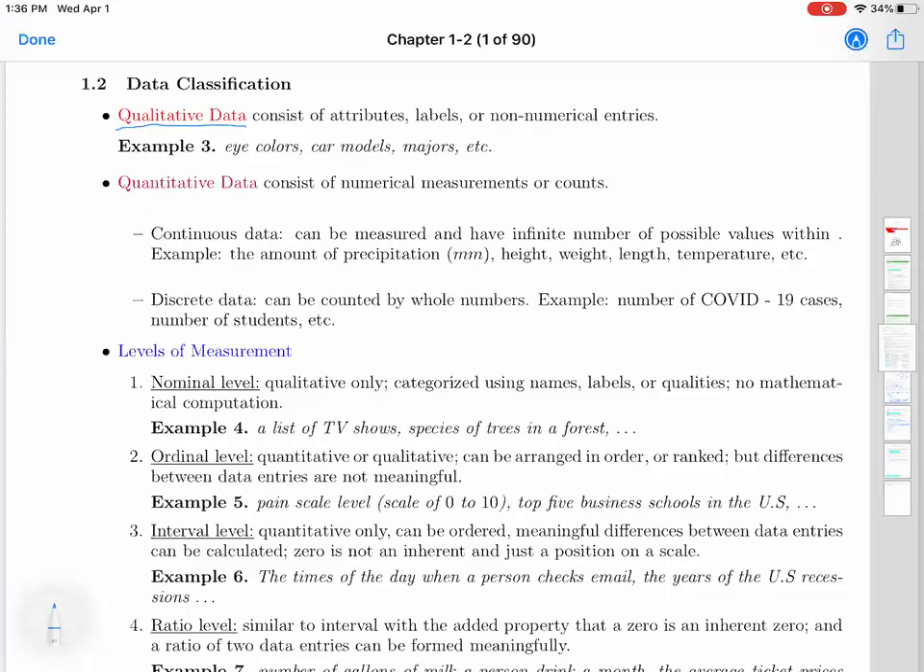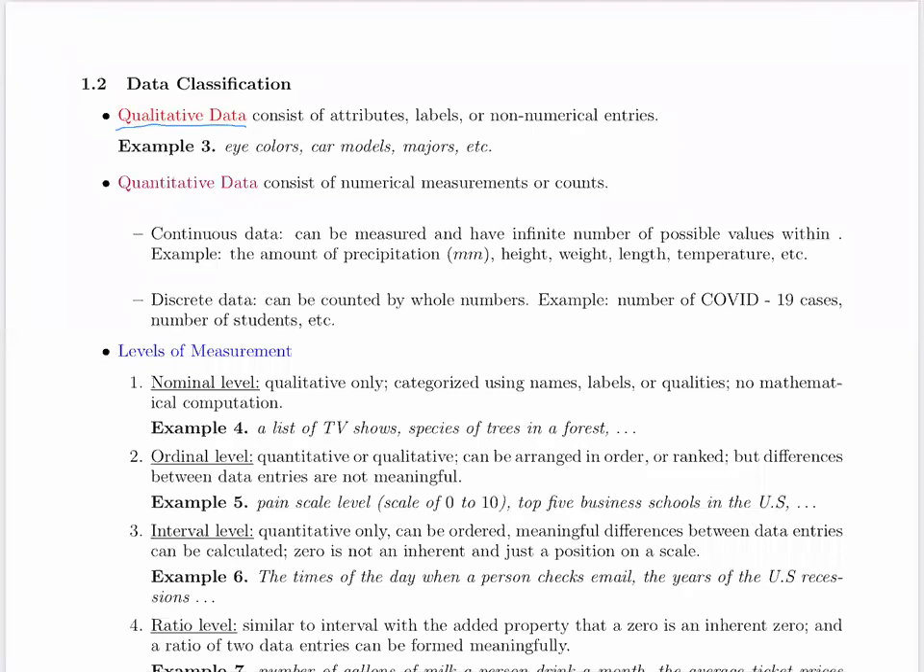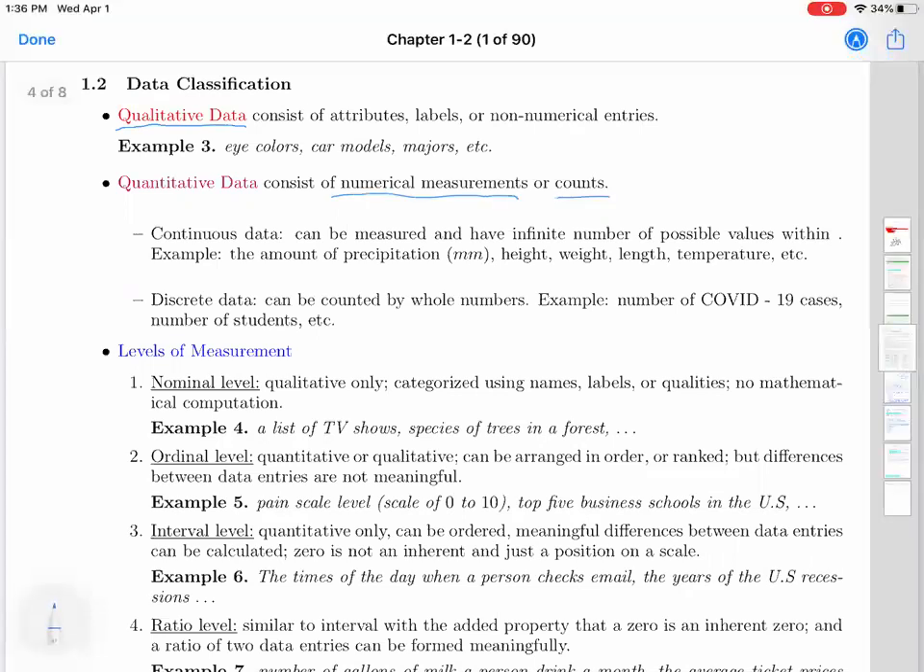The second type of data is quantitative data. Quantitative data consists of numerical measurements or counts. In quantitative data, there are two different types. The first type is continuous data. If you have continuous data, that means those data can be measured, and have an infinite number of possible values within those measurements.